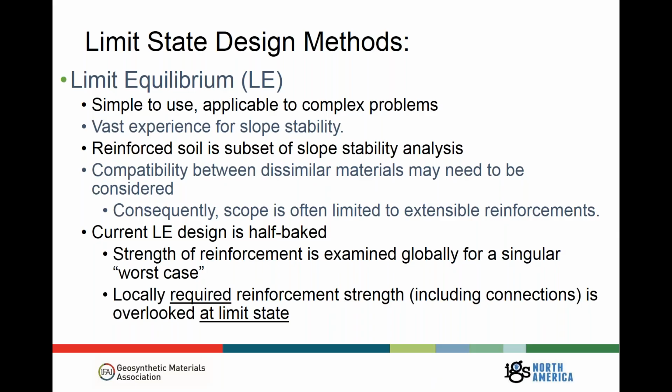Of course, there's definitely considerations and constraints, and one of the big ones is the compatibility between dissimilar materials that needs to be considered. So a common consideration here might be how extensible a reinforcement is versus the soil itself. For example, geosynthetic reinforcements might stretch enough to enable mobilization of the shear strength of soil. Steel or metallic reinforcements have different considerations.